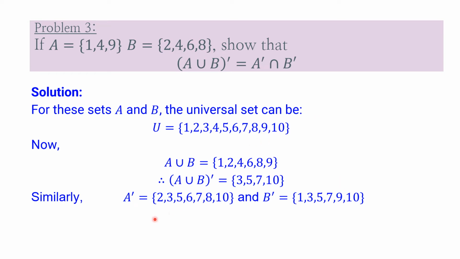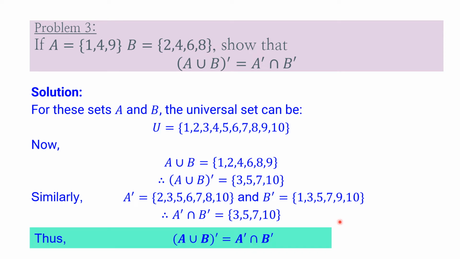Similarly, A complement is 2, 3, 5, 6, 7, 8 and 10, and B complement is 1, 3, 5, 7, 9 and 10. The intersection of these complements is all the elements that are common in these sets. Therefore, A complement intersection B complement is 3, 5, 7 and 10. And we can see that the complement of A union B is equal to the intersection of A complement and B complement. Thus, (A union B) complement is equal to A complement intersection B complement.